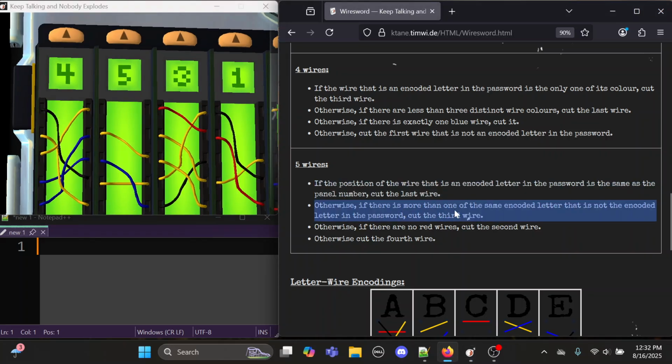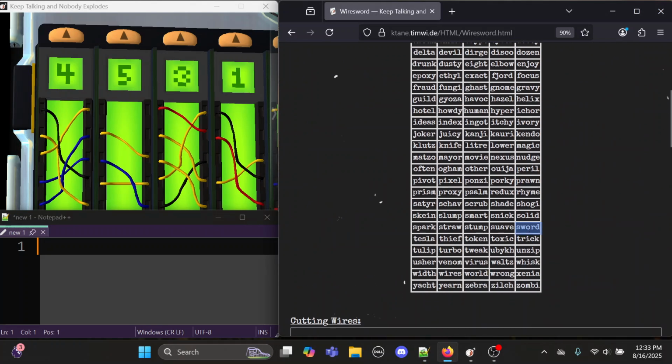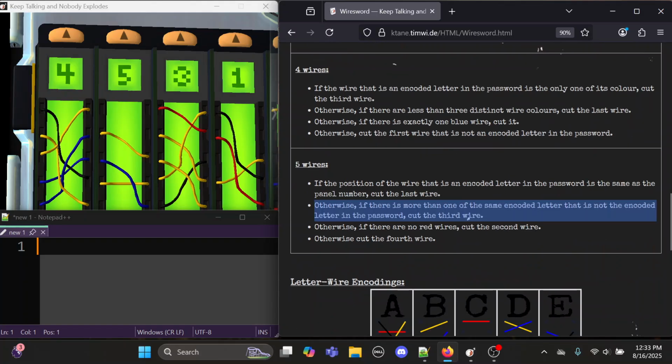Otherwise, if there is more than one of the same encoded letter that is not the encoded letter in the password, cut the 3rd wire. So this is effectively checking for if there is a duplicate letter present that is not including the encoded letter of the password. So in this case, this one would be Sierra. If there is a duplicate Sierra, that doesn't count. But if there's 2 letters that are the exact same, then it counts.